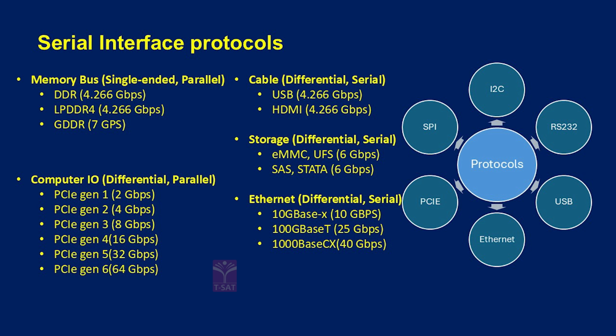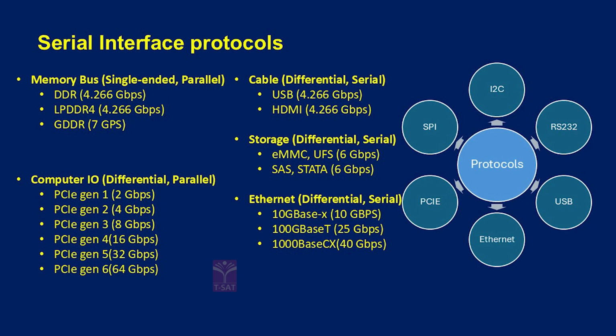So what does all this interface talk about? In the next slides I will share some ideas about what these interface protocols are. But if you look at this particular slide, computer I/O, this is basically PCIe, and here I have mentioned Gen 1 to Gen 6. Now these are basically speeds. Gen 1 to Gen 6 talks about multiple speeds.